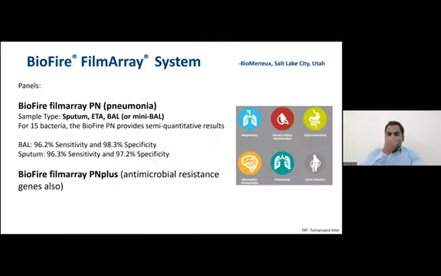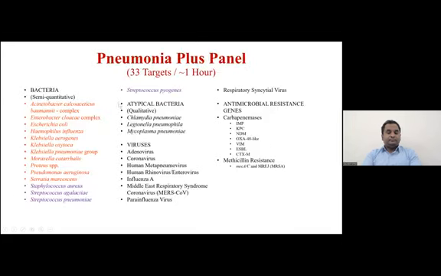The other panel is the pneumonia panel. For the pneumonia panel you can subject samples such as sputum, endotracheal aspirate, bronchoalveolar lavage, or a mini-BAL. So it covers multiple organisms. The sensitivity is 96% and specificity is 98%. The commercial name of this panel is BioFire FilmArray Pneumonia Plus Panel. So this is the Pneumonia Plus panel.